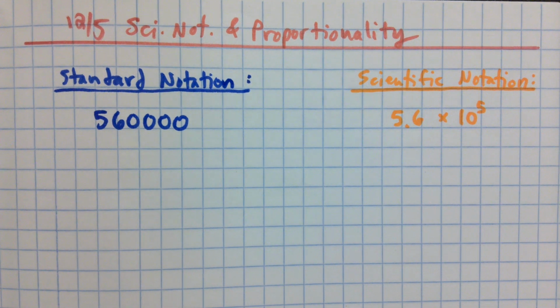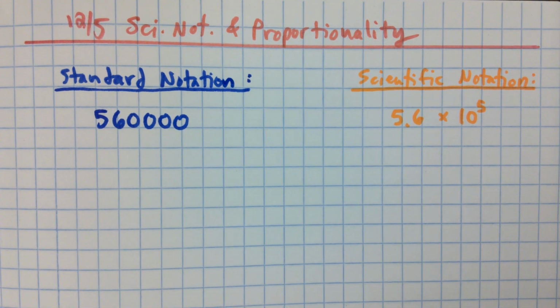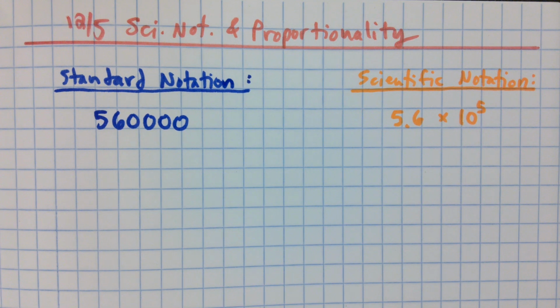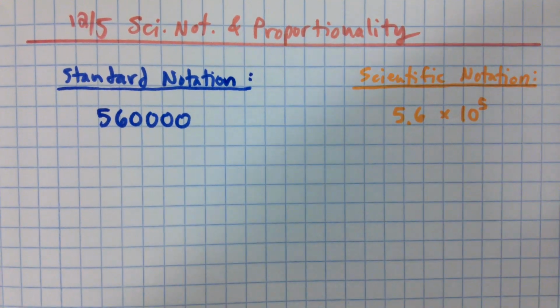The two numbers that we're looking at here, the left number in blue and the right number in orange, those are the exact same number. They're just written in a different form. It'd be like if I wrote my name in just regular print versus writing it in cursive. It still says the same thing, it's just written in a different way. That's essentially the difference here between standard notation and scientific notation.